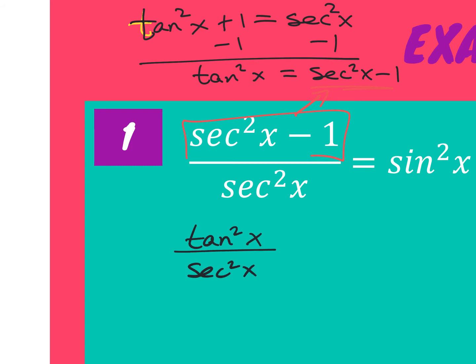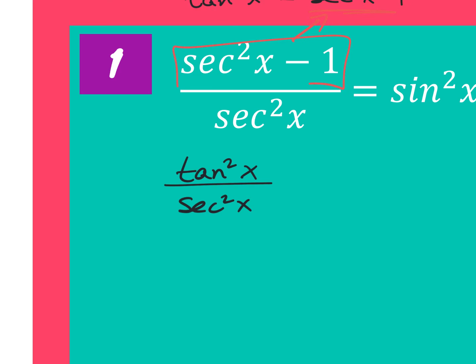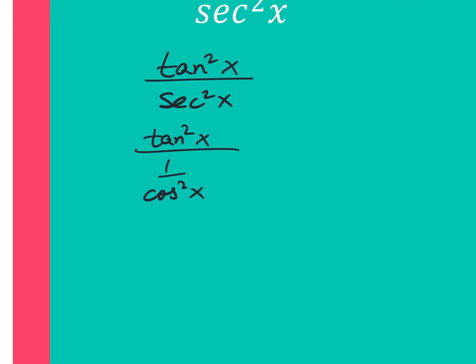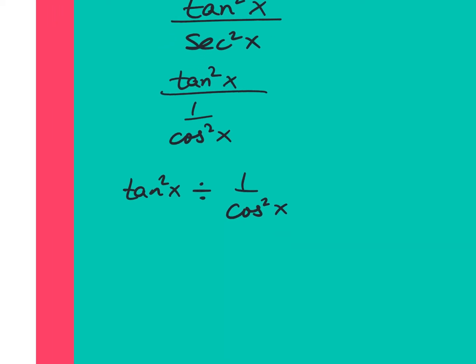Now, next thing I'm going to do is use the tip that says change things to sines and cosines. So I'm going to change the secant into its reciprocal. And the reciprocal of secant is cosine. So I'm going to change secant squared x into 1 over cosine squared x. Now, what I'm going to do next is divide. So what I'm going to be doing here is the tangent squared x divided by the denominator. And then what I'm going to do here is a keep flip change.